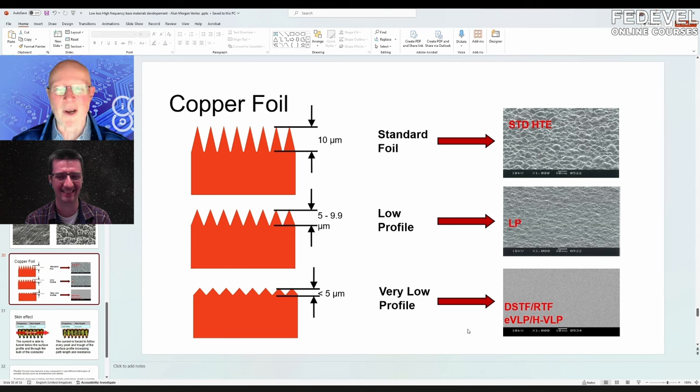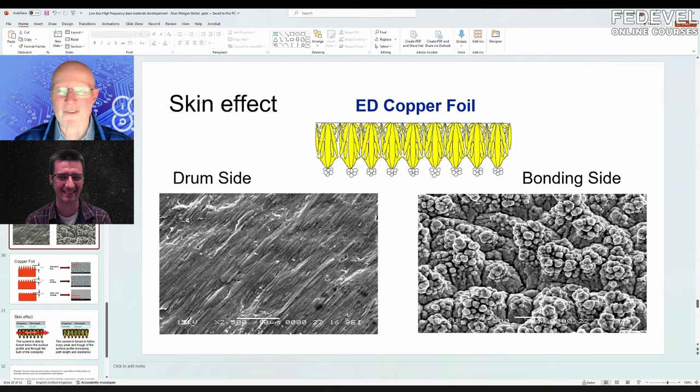There are some ways around this. I haven't got the slide to show this, but I'll explain a material called reverse treated foil. Can you imagine, instead of making the foil this way, we take these little tiny nodules and put them on the top instead, and we just keep this fairly minor tooth on the bottom. This so-called RTF, or reverse treated foil, can actually give us some mitigation straight away.